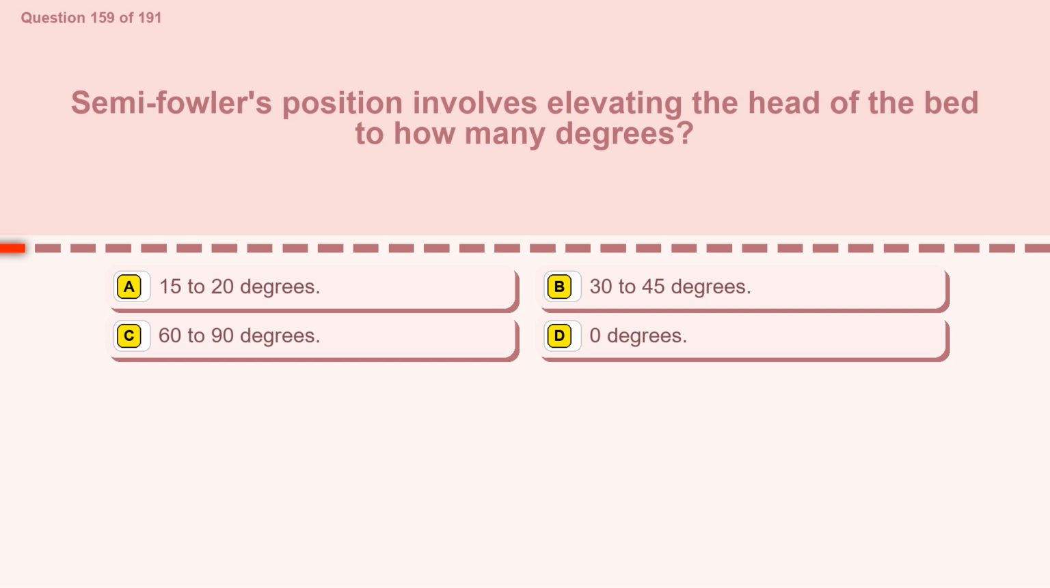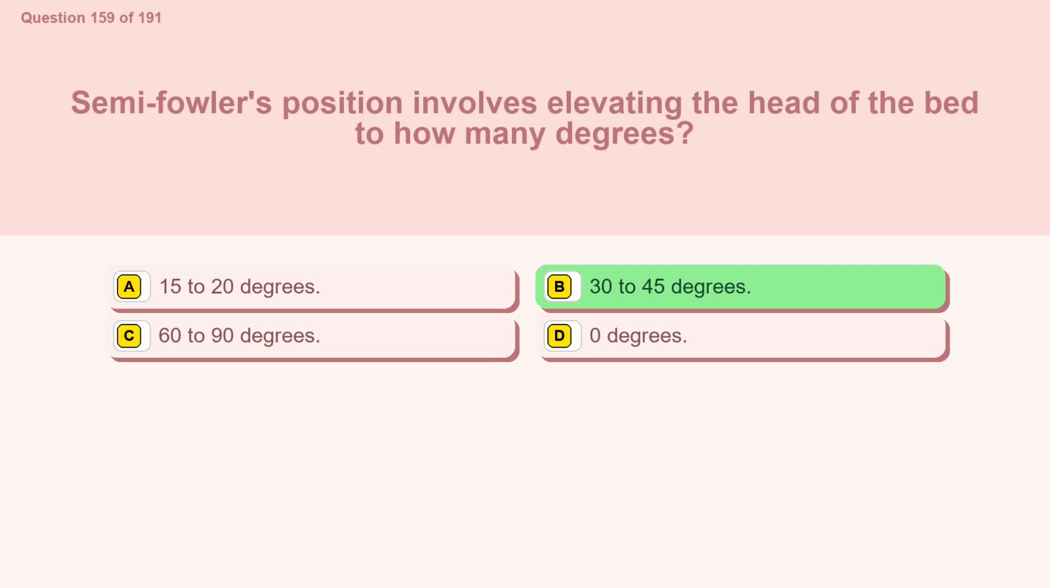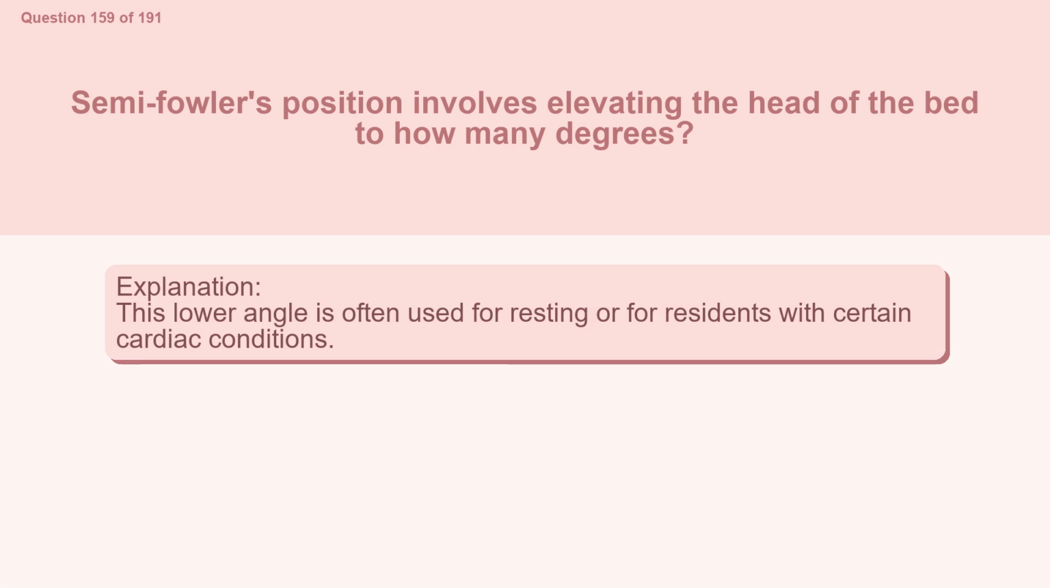Question 159. Semi-Fowler's position involves elevating the head of the bed to how many degrees? Option A: 15 to 20 degrees. Option B: 30 to 45 degrees. Option C: 60 to 90 degrees. Option D: 0 degrees. The correct answer is option B: 30 to 45 degrees. This lower angle is often used for resting or for residents with certain cardiac conditions.